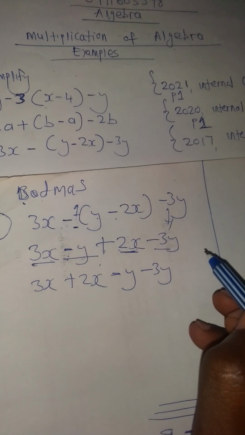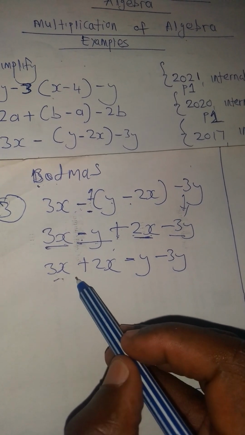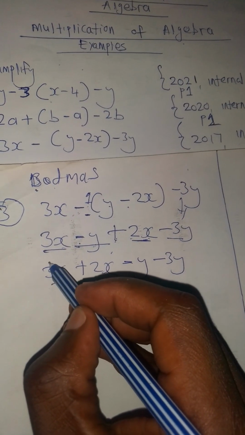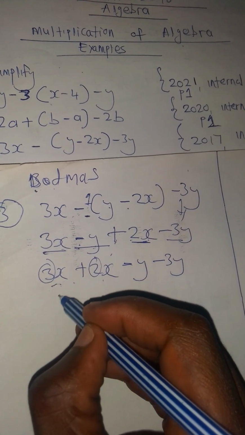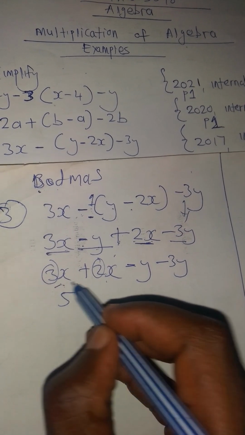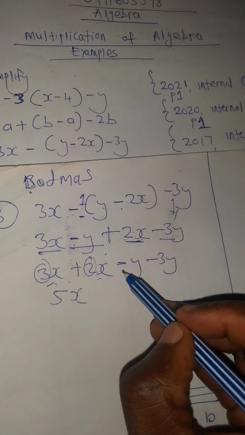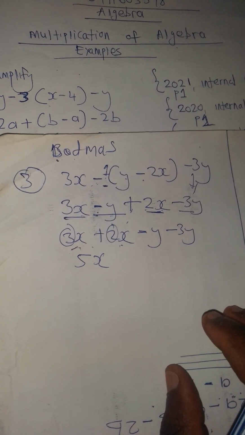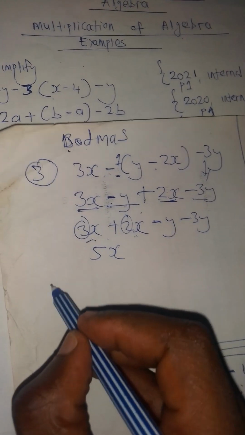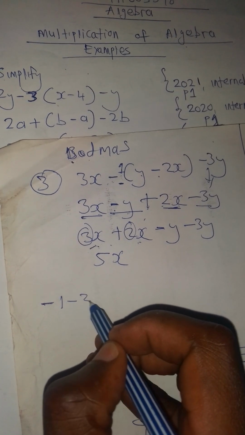Okay. After that, this is 3x plus 2x. You just have to add 3 plus 2. So 3 plus 2 is 5. What variable is used? X. So we maintain x. Now this is negative y minus 3y. When it is like that, always take them like numbers. So you just say negative 1 minus 3.